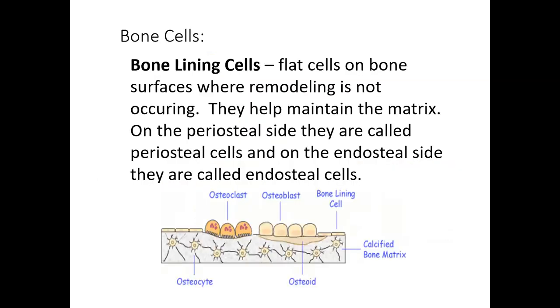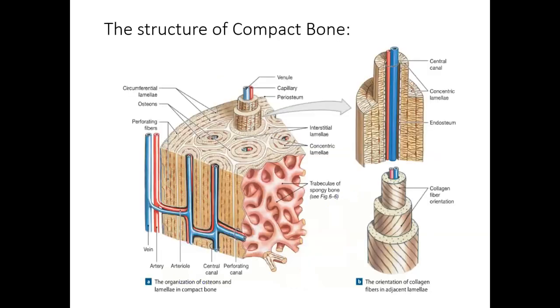All right, next, what are bone lining cells? They are flat cells on bone surfaces where remodeling is not occurring. They help maintain the matrix. On the periosteal side, they are also called periosteal cells, and on the endosteal side, they're called endosteal cells. So I guess you would say they kind of work similarly to the osteocytes in that they just help maintain the structure of bone.